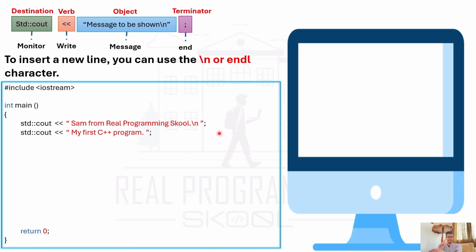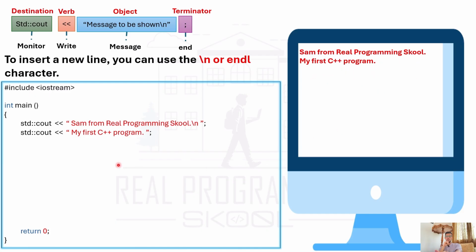It has a different lesson. We will come to it. I will explain what \n is and the difference between \n and endl, these two. Up here, I will explain the difference between them. They call them escape characters, and they have a different lesson. So now if I run this program, it will print like this: Sam from real programming school, my first C++ program.